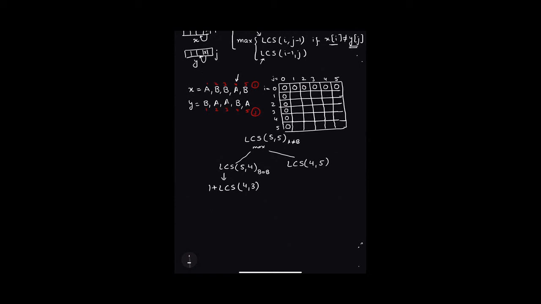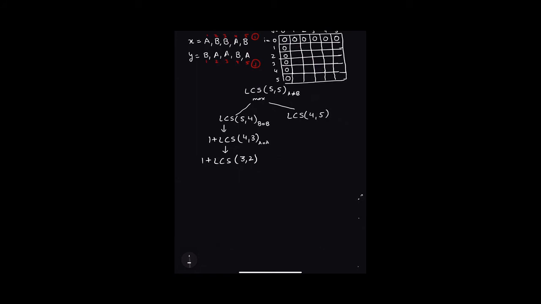So when my i is 4 and my j is 3, then you can say that A is matching with A. Again, the answer that I would be getting is 1 plus LCS of decrementing i by 1 and j by 1. Let us check for 3, 2. So when my i is 3 and my j is 2, my B does not match my A. So I am going to say that I have to take a maximum value where my LCS will be having i equals 3 and j decremented by 1, and the other one i decremented by 1, whereas j will remain as 2.